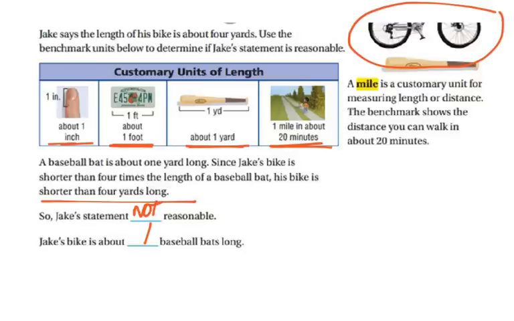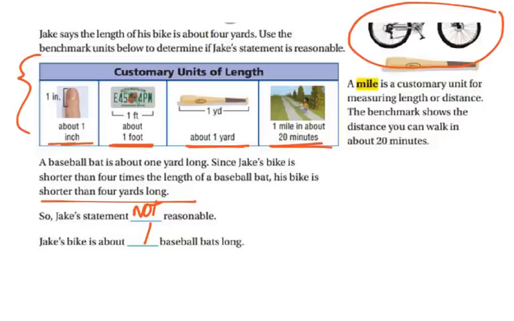So looking at these customary units of length, a fingernail is about 1 inch. So the good news is you can look at your fingernail when you're thinking about the size of 1 inch. A license plate on a car is about 1 foot. Some adults' feet are about 1 foot. Your feet are going to be approaching that size at some point, but I know some of your feet might be a little bit shorter.